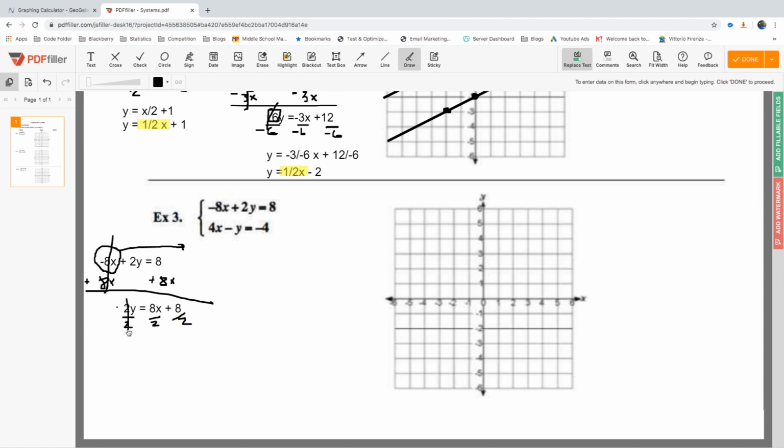We know this is going to cancel out. Let's go ahead and write our new equation. It's now going to be y equals 8 divided by 2 is 4x plus 8 divided by 2 is 4. So we've got our equation. Let's go ahead and graph it.